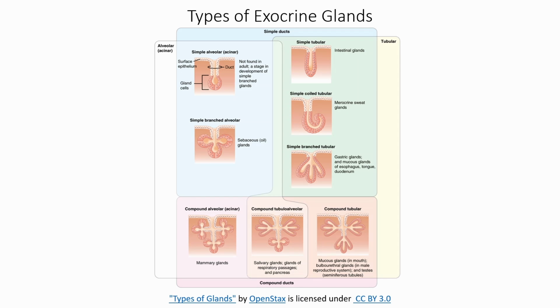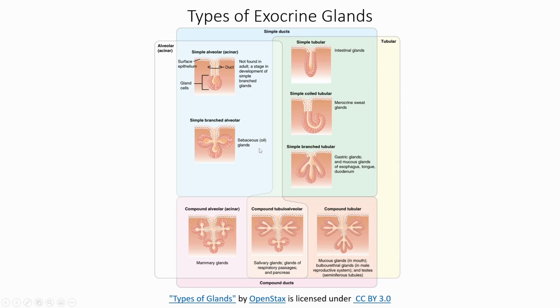So let's take a peek at some exocrine glands, because there's the goblet cells that we looked at, but there's also a couple others. So let's look at some. So the alveolar or the acinar are going to be some simple ones. So things like the simple alveolar one. We don't see these in adults, so we won't really talk about them beyond right now. But we do see things like the branched alveolar, the simple branch, where we are looking at sebaceous glands, like in your skin.